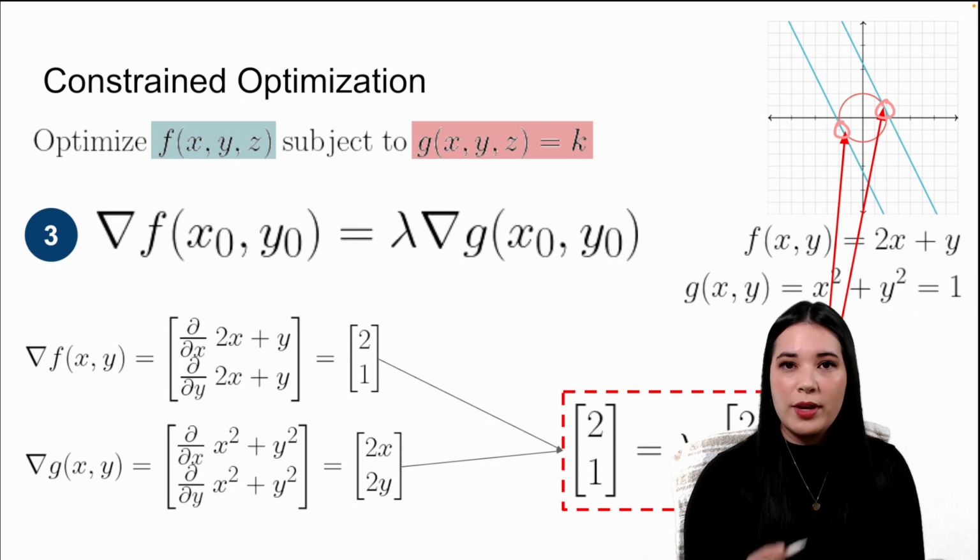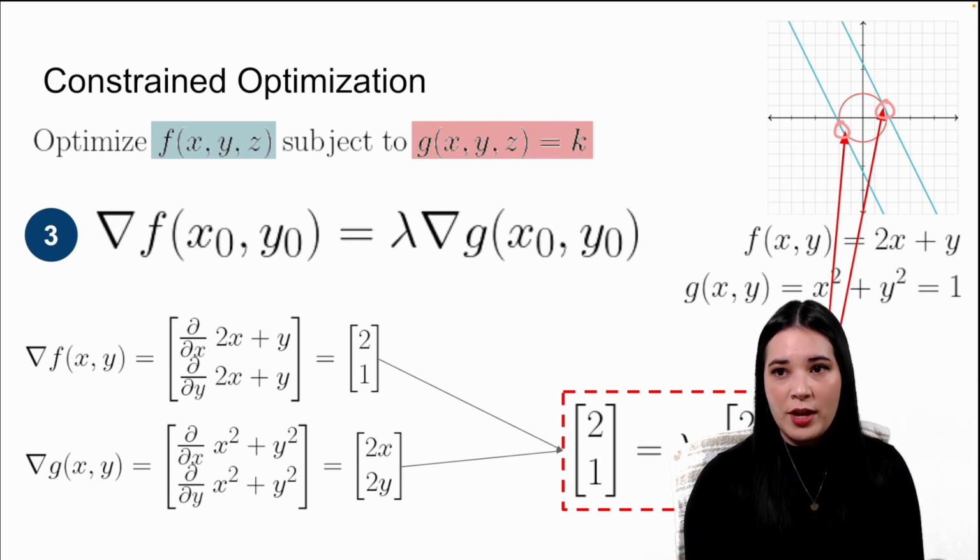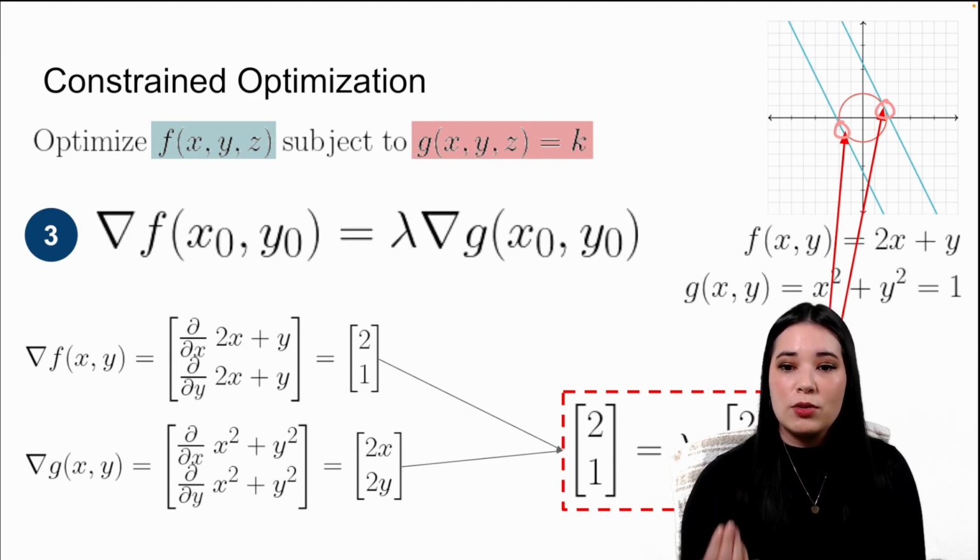So to review, if we have a function that we want to optimize and a constraint that we have to adhere to, we need to find where that function and the constraint are tangent. In order to do that, we use the gradients and we just solve for these two values.